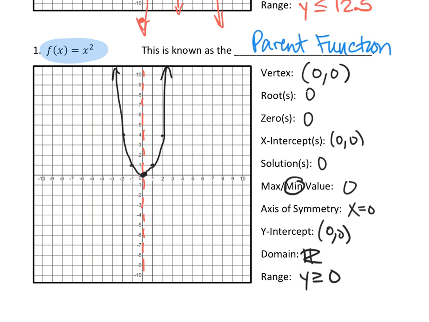Because every other parabola is made from this parabola. Starting next class, I'm going to teach you what that means. So we're going to take this parabola and we're going to twist it around and make it cool. We're going to translate, dilate, and reflect it, which are all things you know how to do with shapes from 8th grade.